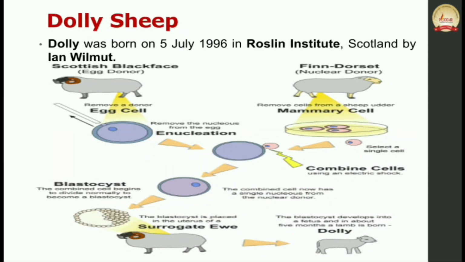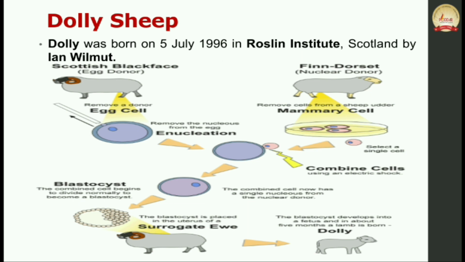How was Dolly the sheep produced? Dolly was born on the 5th of July 1996 at the Roslin Institute, Scotland, by Ian Wilmut and his team. They selected the Scottish Blackface and the Finn Dorset sheep.